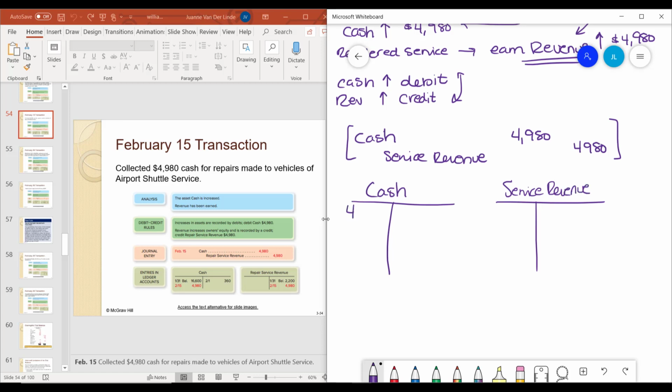Cash is being debited and going up, so we do that on the left-hand side here. Service revenue is also going up, and we do that with a credit on the right-hand side.